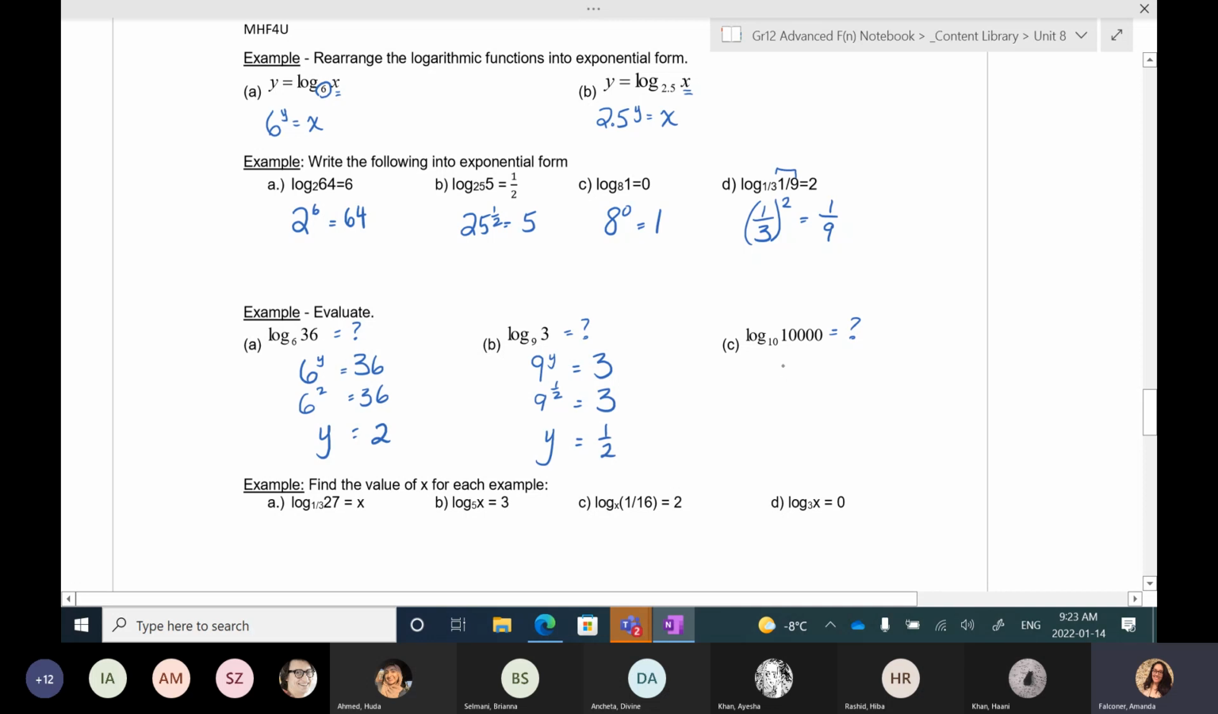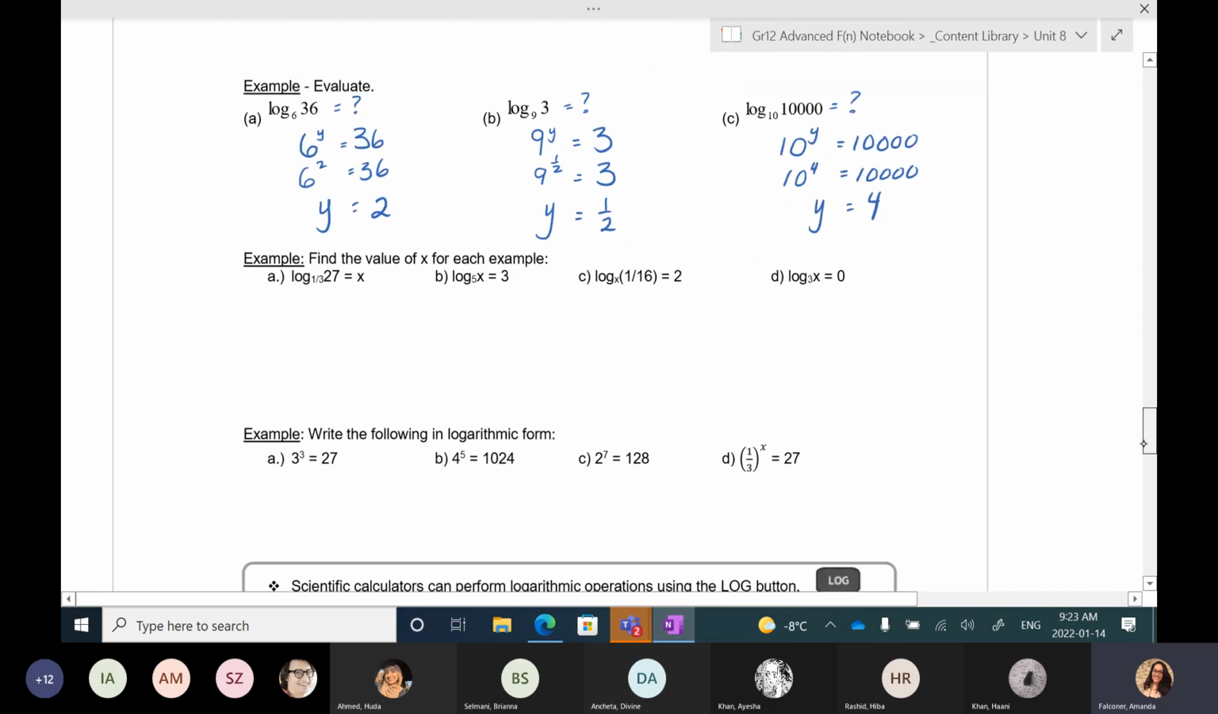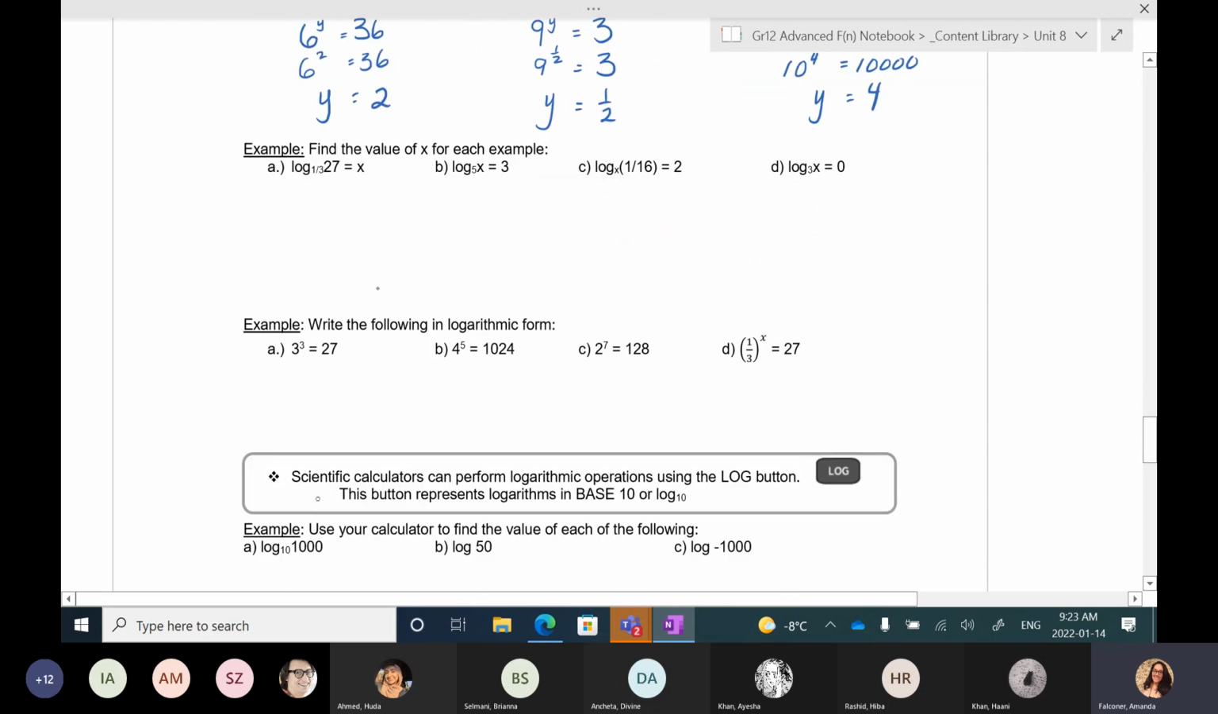And then this last one: the base of 10 to what exponent equals 10,000? 10 to the 4 would give me 10,000, so y is equal to 4. Okay, so that's how we do it. These are the big ideas of today's lessons. Not too bad. Find the value of x for each example.